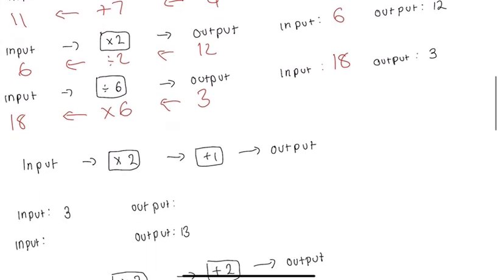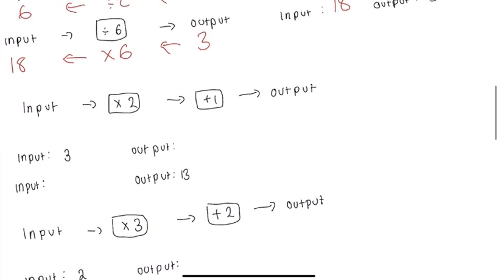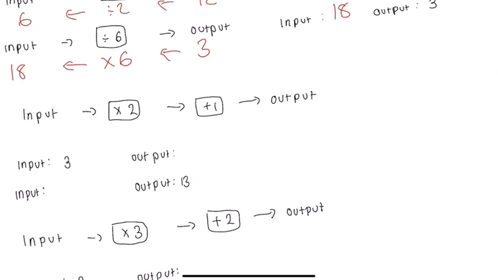Now just to finish off with, just so you've seen it, I want to have a look at this example here where we've got 2 steps within the function machine. Now not much changes, it just means that 2 things are happening. Let's look at this first one. If I input 3, what will I get? Well, let's have a think.